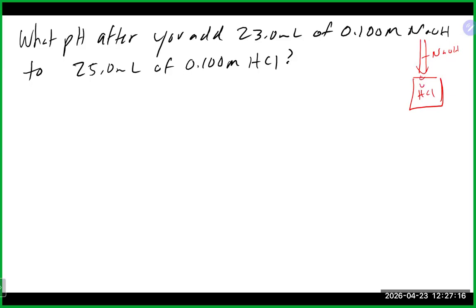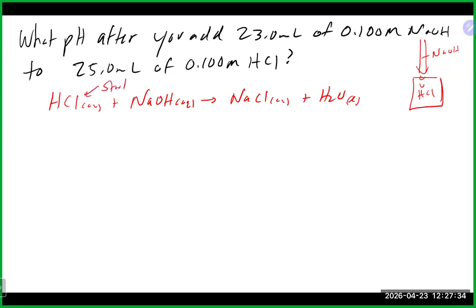We're going to get a reaction, obviously, that's going to occur with our HCl and sodium hydroxide, and we're going to make some sodium chloride and some water in this case. Once again, here we are starting with this. We are adding this, and we are going to do it in moles. So we're going to convert each into moles.